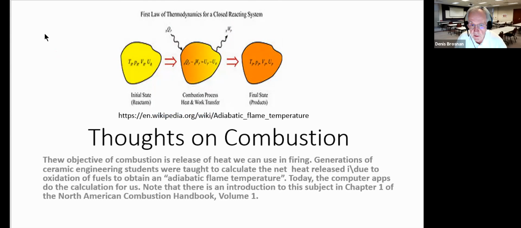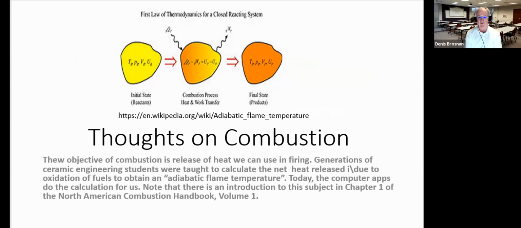If we do this without any heat loss, meaning there's no heat loss up here, we're going to come up with an adiabatic flame temperature. Adiabatic means no energy exchange with the environment. That's kind of a theoretical idea. And when I took the combustion course years ago, and many people have over time, they did adiabatic flame temperature calculations.